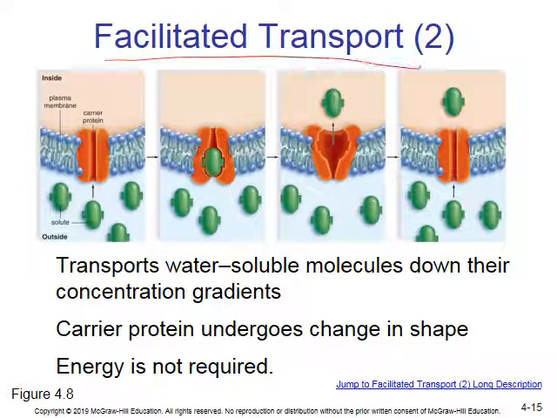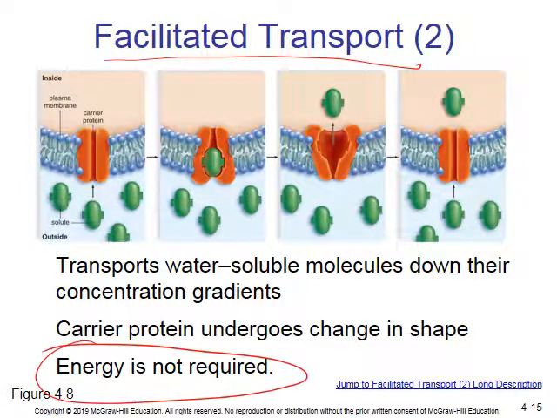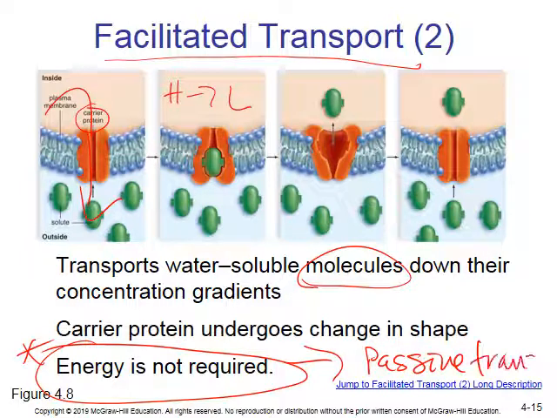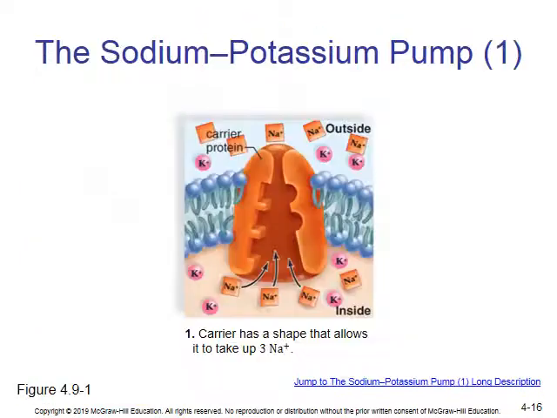Here we have facilitated transport. We still have no energy required, but you're going to have a protein that's going to help. So the carrier protein is going to allow for certain molecules to travel down their concentration gradient from high to low, and no energy is required. Usually the protein will undergo some sort of shape change, but there's still no energy required. We still kind of call this passive transport. They just need a little help.